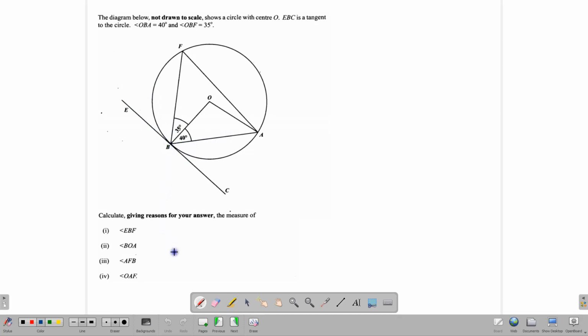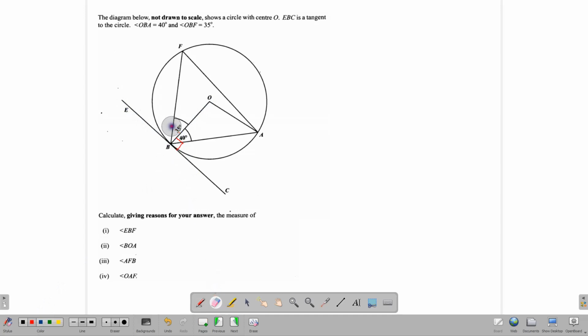Okay, let's fill in that first. What do we know about this diagram? We know that this is a radius and this is a tangent. So right here, we're going to have a right angle. And over here, we're also going to have a right angle.